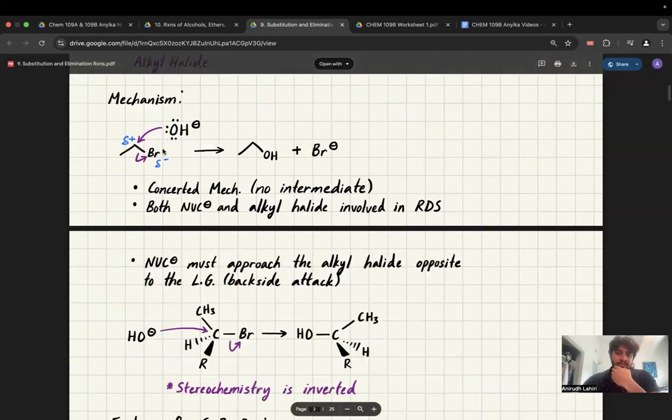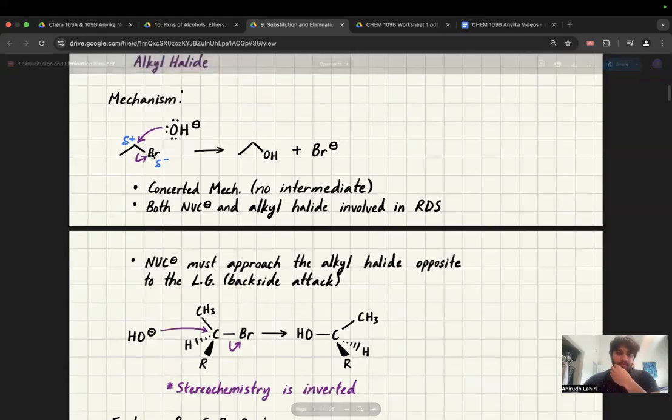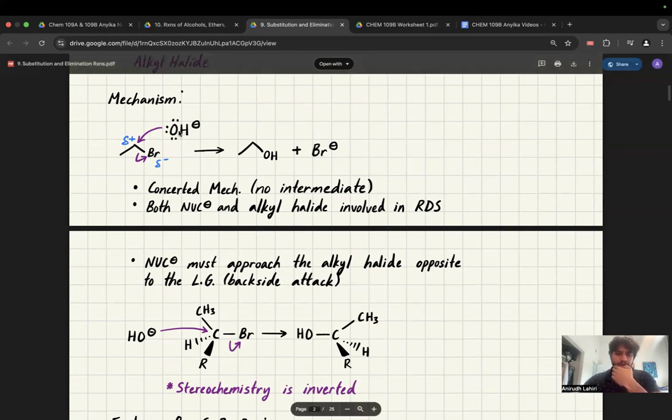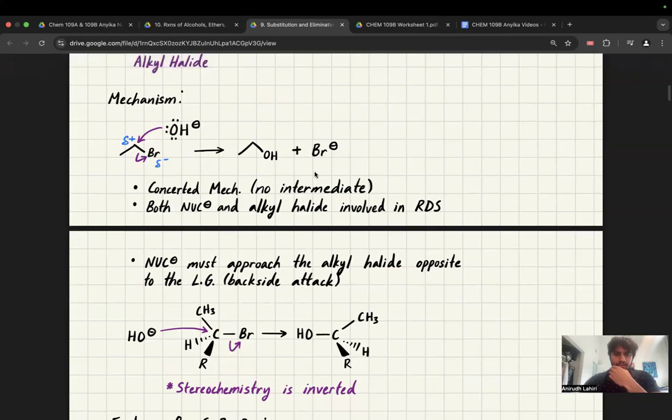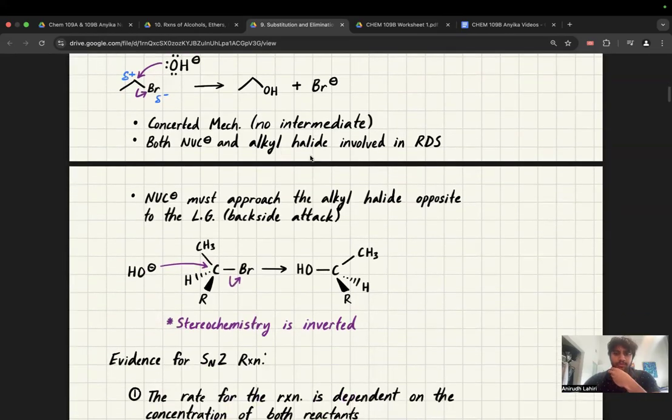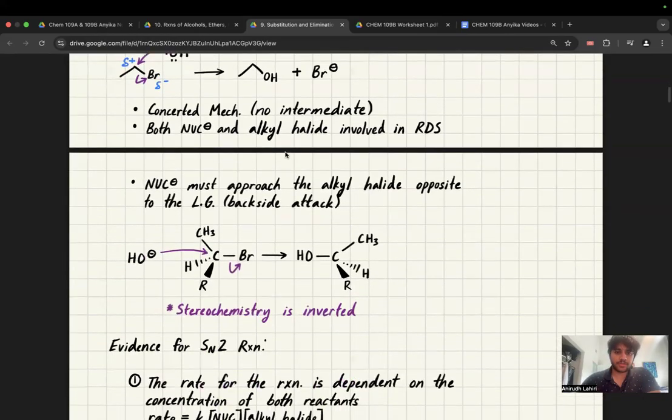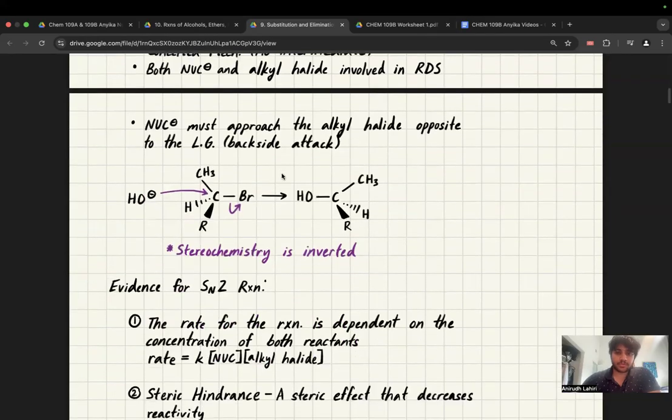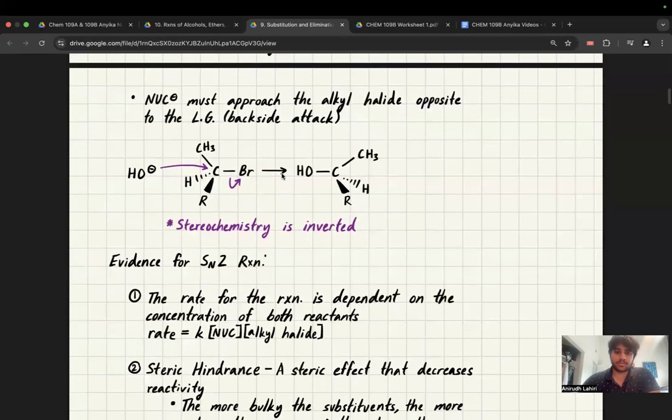The mechanism is backside attack, right? So we have a Br, which functions as our good leaving group. We have a strong nucleophile. We attack here. We kick off this Br. Awesome. So it's important to note that both the nucleophile and the alkyl halide are involved in the rate determining step. The nucleophile must also approach the alkyl halide opposite to the leaving group, right?